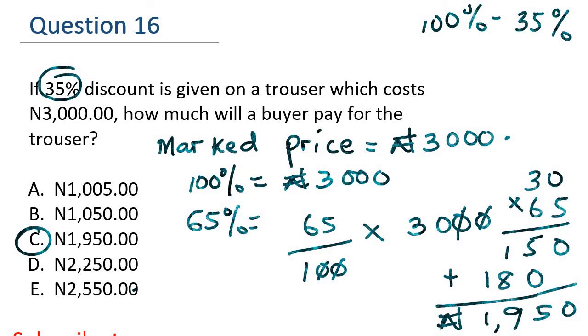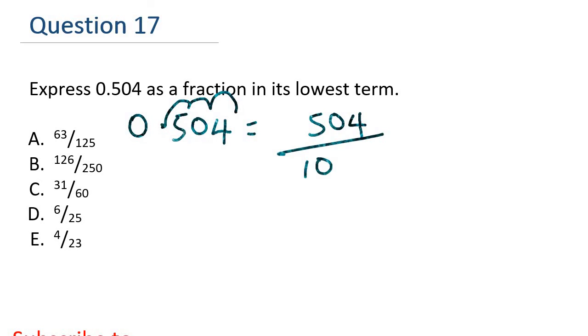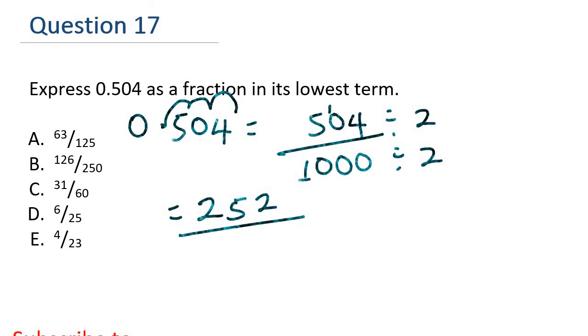Alright, now let's look at question 17. Express 0.504 as a fraction in its lowest term. To change this to a fraction, you move the decimal 1, 2, 3 places. 504 becomes a whole number. Since I moved 3 places, I'll divide by 1000. Now, let's reduce this to the lowest term by dividing by 2. 504 divided by 2 is 252. 1000 divided by 2 is 500.